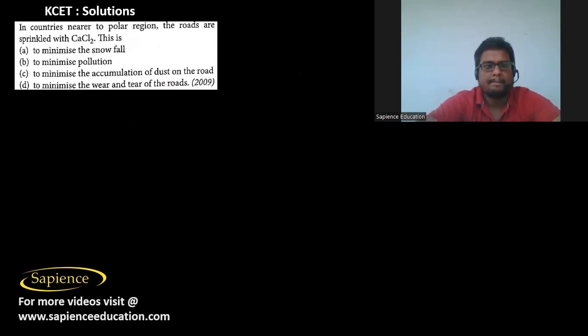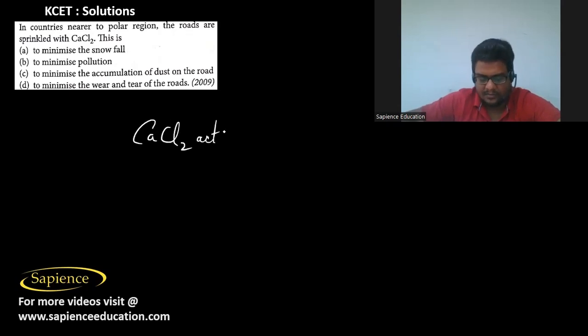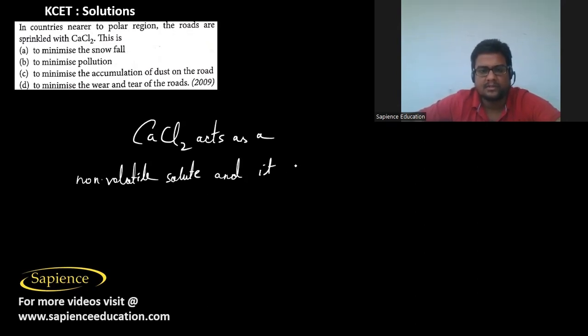Then it is told that in countries nearer to polar regions, the roads are sprinkled with calcium chloride. This is to minimize the snowfall. Why? Since CaCl2 acts as a non-volatile solute, and it results in the depression in the freezing point.